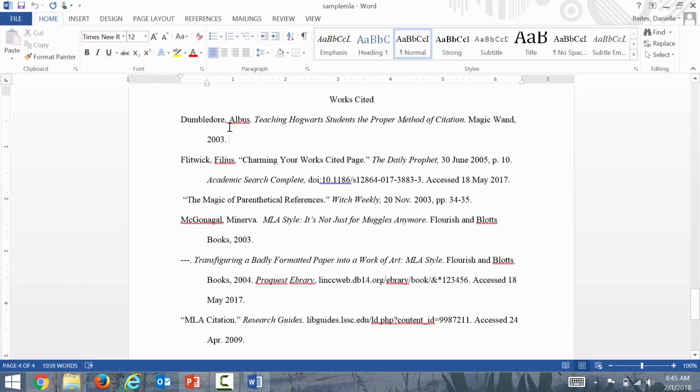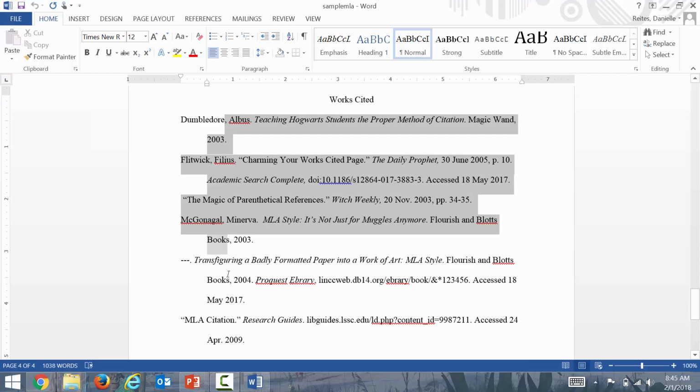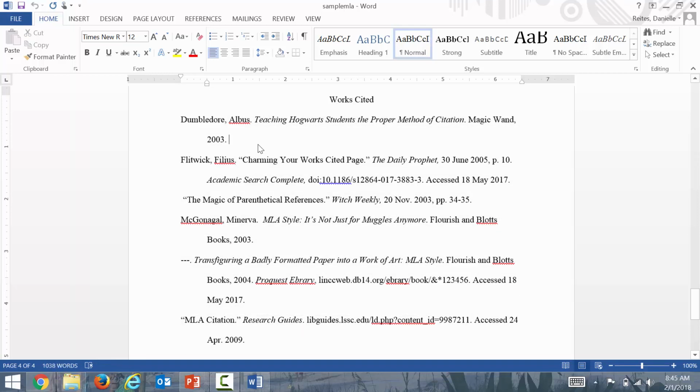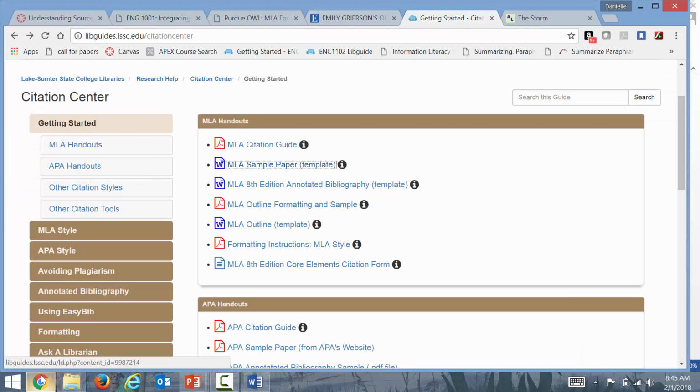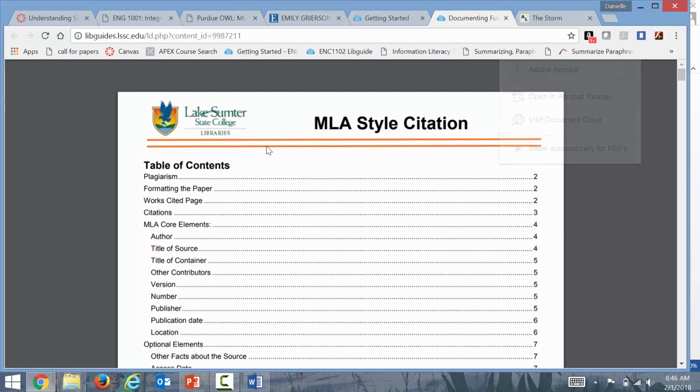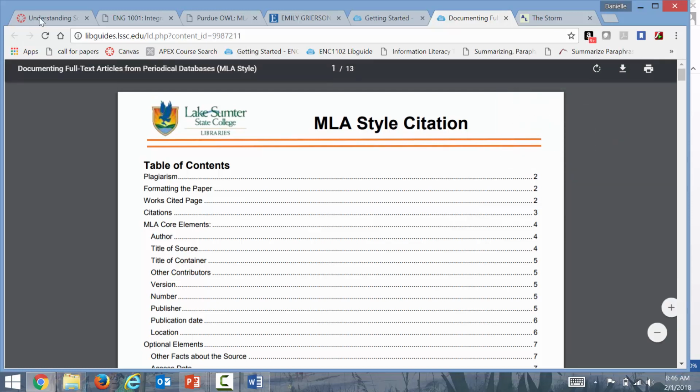But MLA says they want you to have a certain format for it. Part of the format is the first line is flush left, subsequent lines have a half-inch hanging indent, the whole page is double spaced, and sources are in alphabetical order. So all of these things are the works cited rules. But as for how to compose the actual citations, you can go to the MLA citation guide and look that up, and I'll show you more about how to use that in the next video I'm going to make.